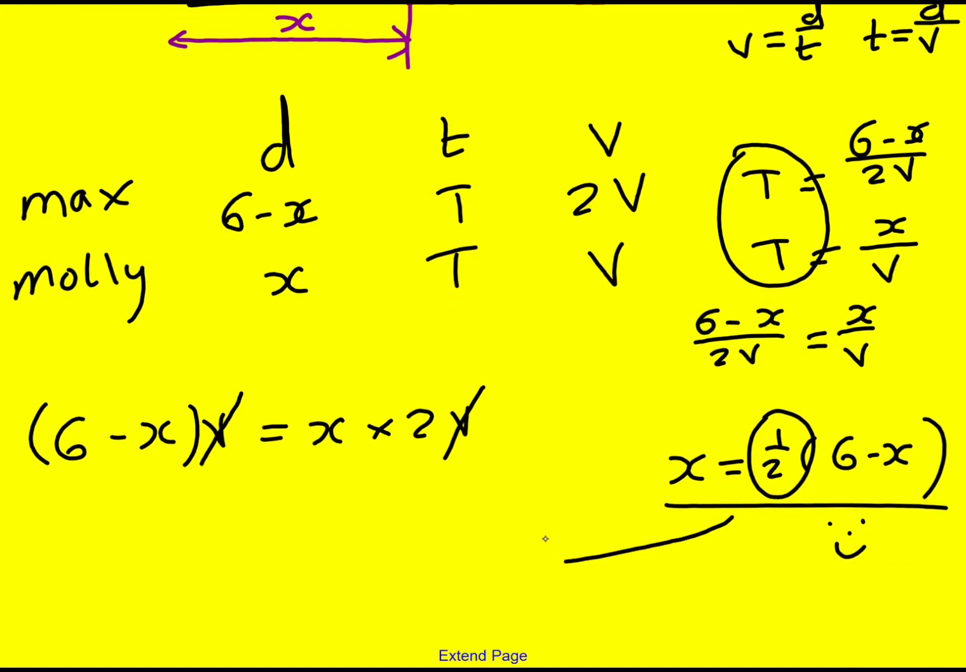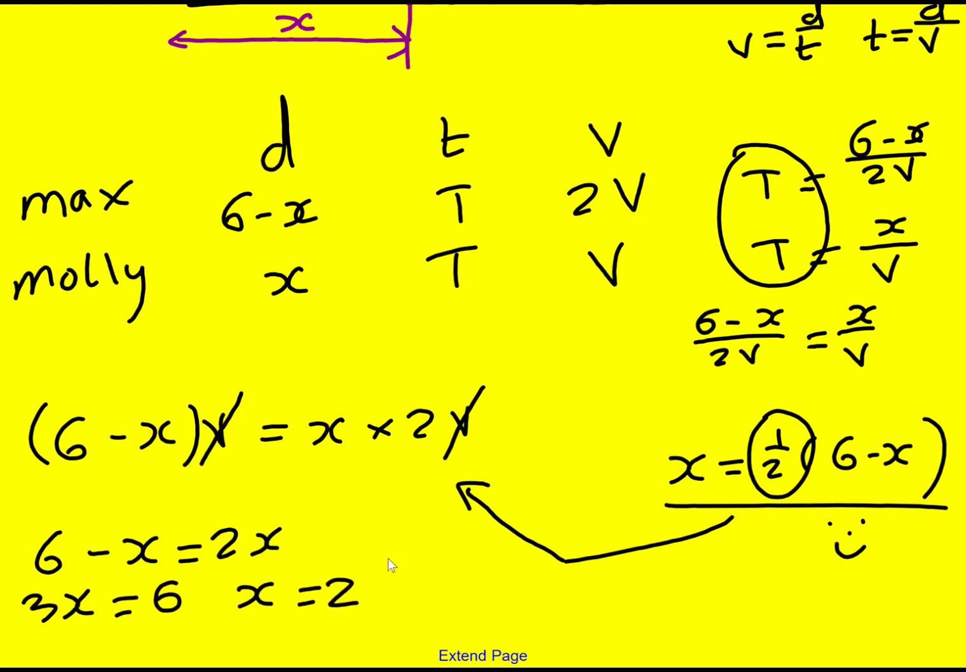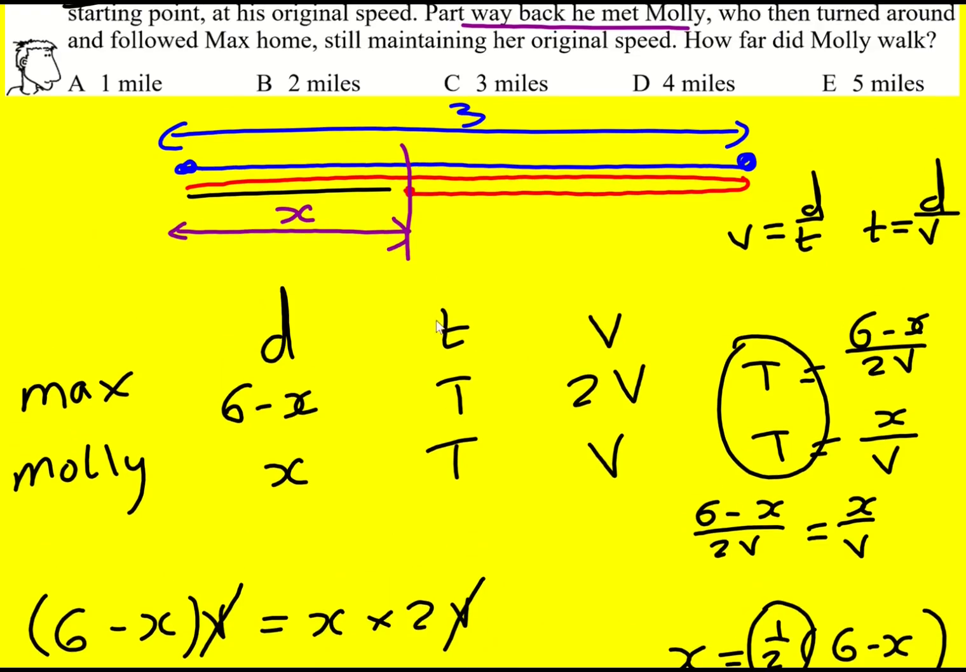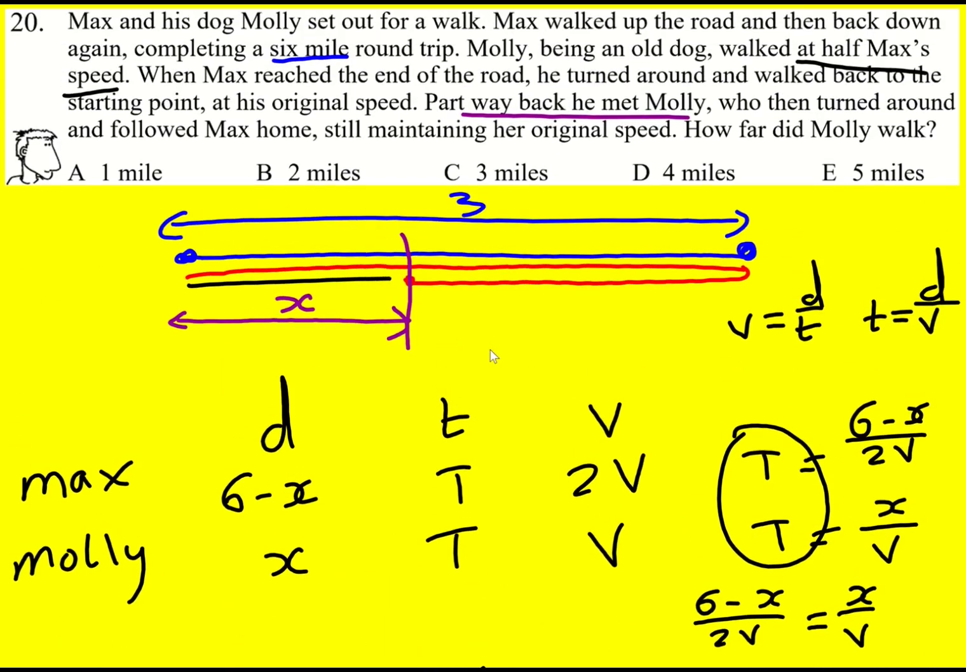So what I would do at this point is actually return to here to get rid of the fraction. So 6 minus x is going to equal 2x. Therefore, 3x is equal to 6 and x is equal to 2. But remember, Molly then turns around and walks back again. So overall, she walked 2 miles to meet Max, 2 miles back, 4 miles in total. Brilliant.